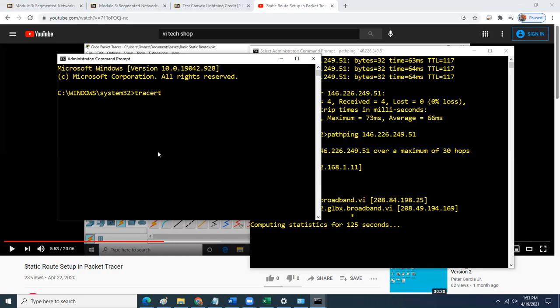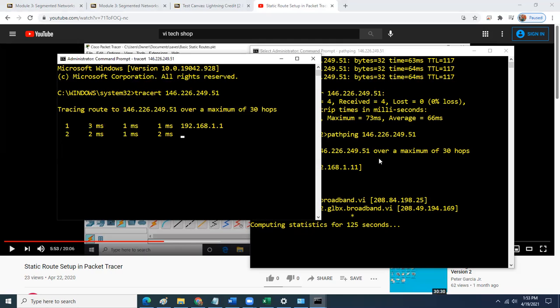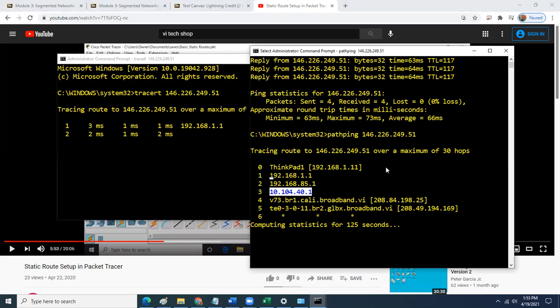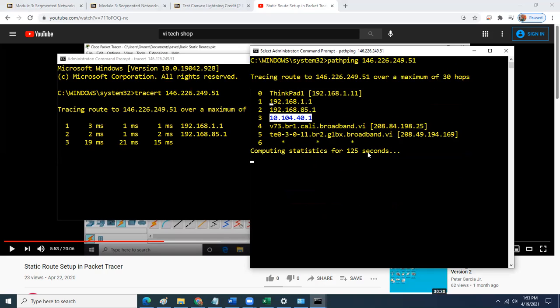All right, I'm going to go ahead and start another command prompt, and I'll do a tracert or trace route. I'll do the same 146.226.249.51. So I'm sitting on my laptop and I want to see if there are issues between here and there. And the display for each of these is going to render a little differently. At some point on this side, I'm going to get, this will finish displaying in just a minute.